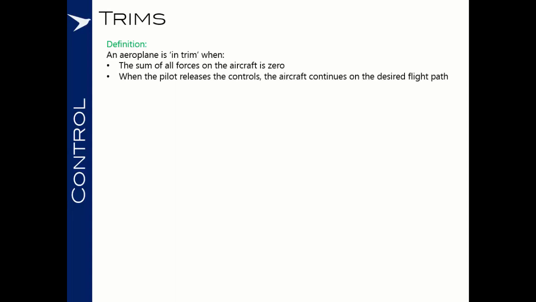Moving on to trims. An aircraft, we say, is in trim when we see that the sum of all forces acting on the aircraft is zero, and if the pilot releases the controls, the aircraft will continue on the desired flight path. For us in modern jet transport aircraft, we need to give the most consideration to the way that we trim the aircraft in longitudinal control. So that's all I will look at on this slide.